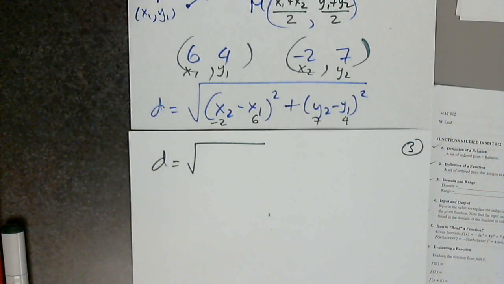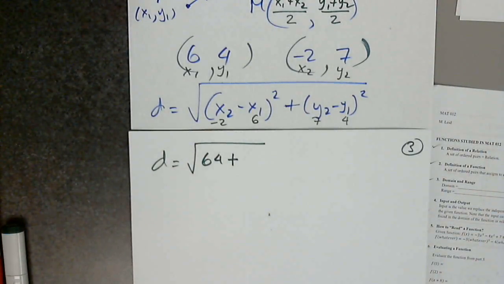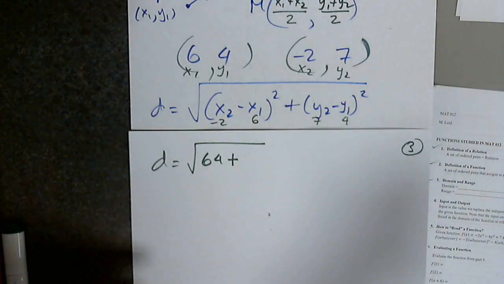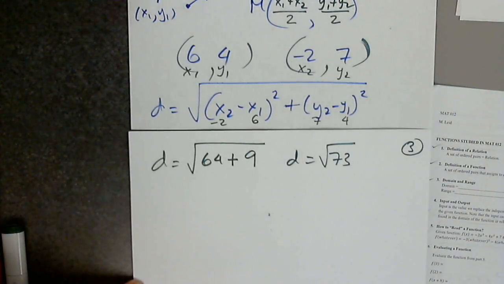So in the first parenthesis, I have -2 minus 6. How much is -2 minus 6? Careful. I beg you for $2, and then I beg for 6 more. How much do I owe you now? 8. How much is -8 squared? 64 indeed. Plus, how much is 7 minus 4? How much is 3 squared? 9. So then the distance is the square root of 73.